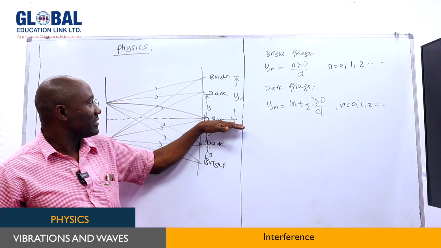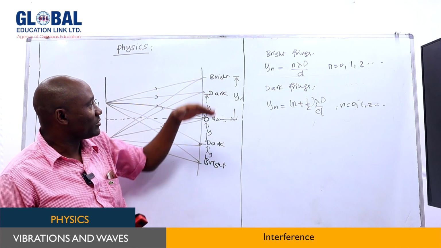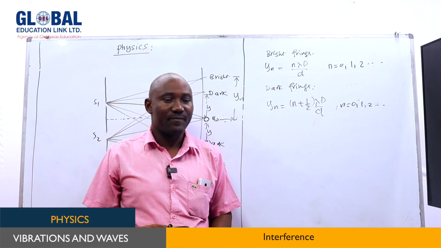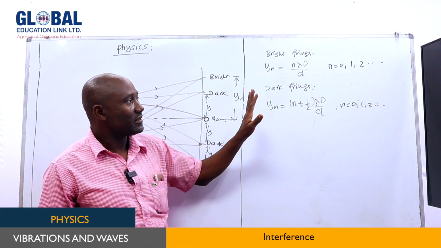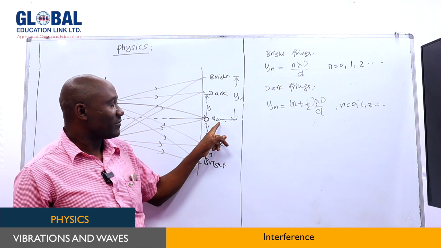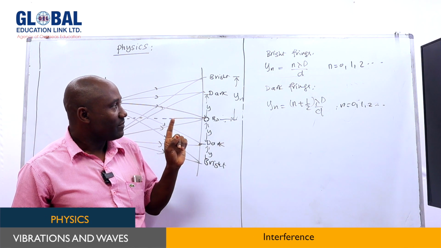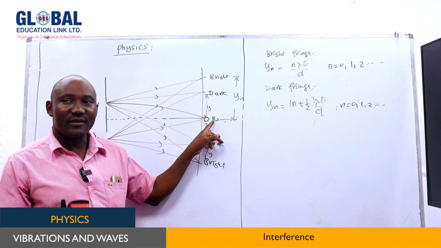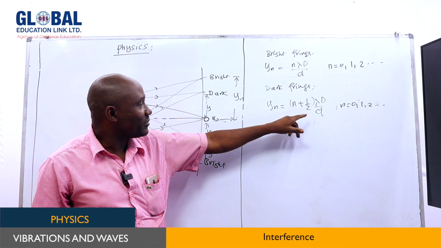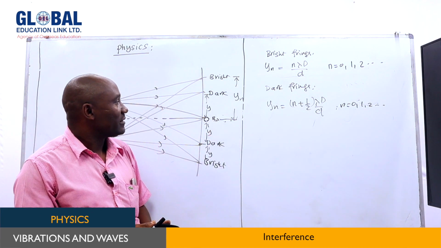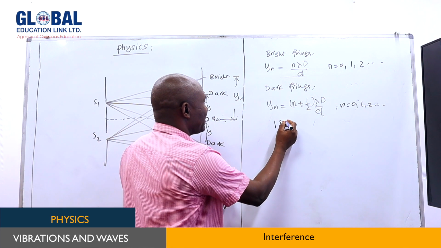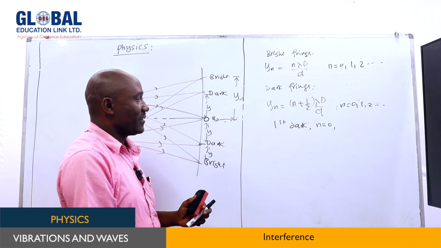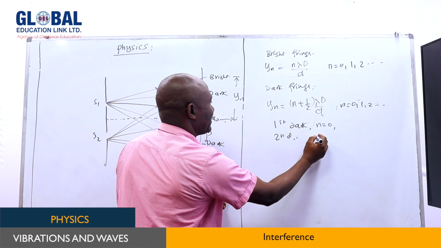We count this as our reference. So the first bright will be here. So our n equals 1. When n equals 2, we get the position of the second. When n equals 3, we get the third bright fringe from the central fringe. But for dark fringes, the problem here is at the center where the bright is. When you're finding the position of the dark fringes from the center, the first dark is formed when n equals 0. And the second is n equals 1.